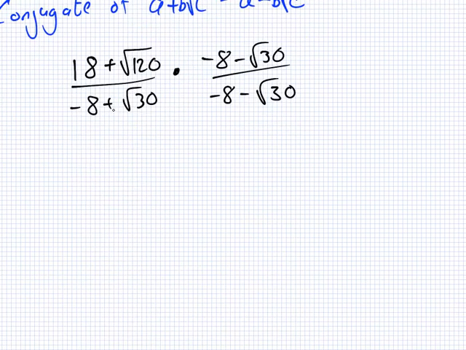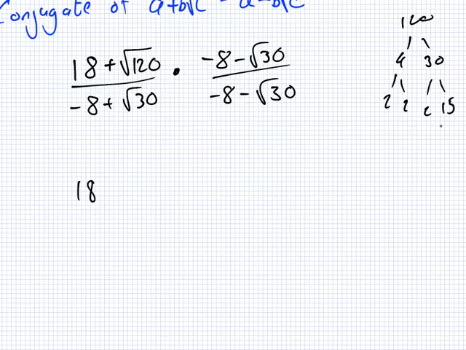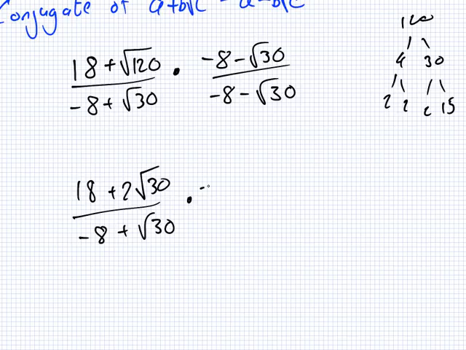So before I start, let's simplify a little bit. So this will be 18, okay, 120, 4 times 30, 2, 15. So, yeah, 3 and 5. No. I think it's just going to be 2 root 30 over minus 8 plus root 30. So there's not much simplifying I can do.